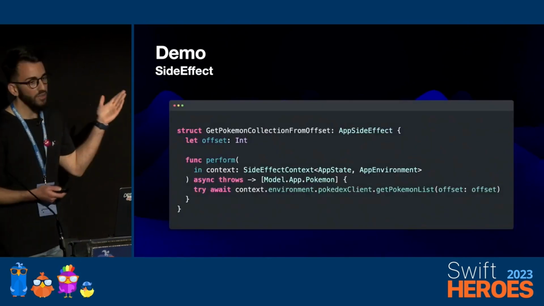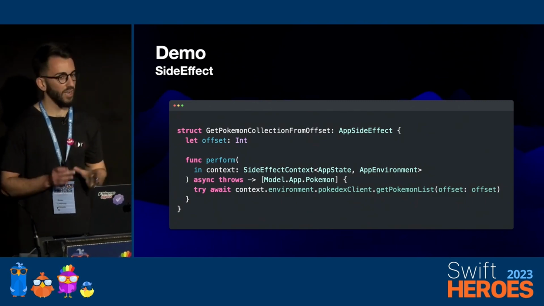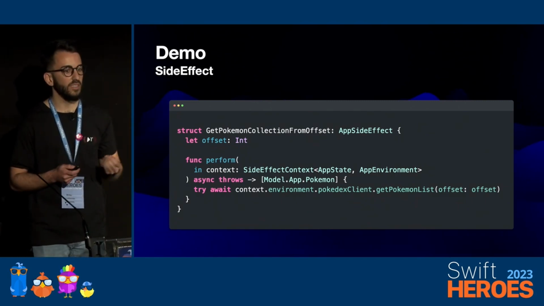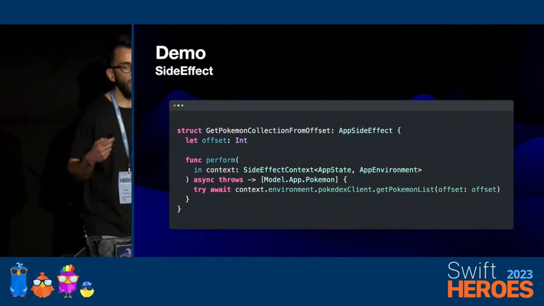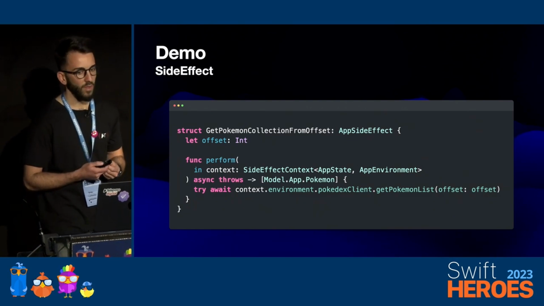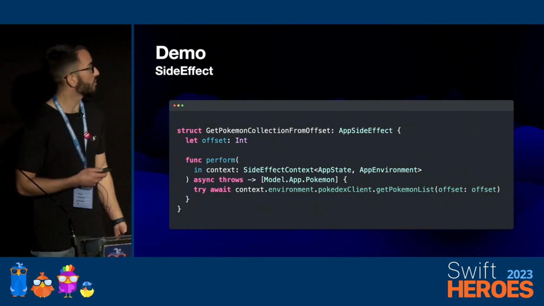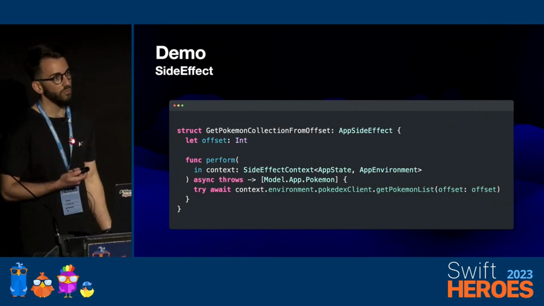In this example, we can see how Pokemon are retrieved using the Pokédex client, which is a dependency within the environment that allows us to update Pokemon through network request. We won't go into detail on the Pokédex client because it's outside the scope of this talk.